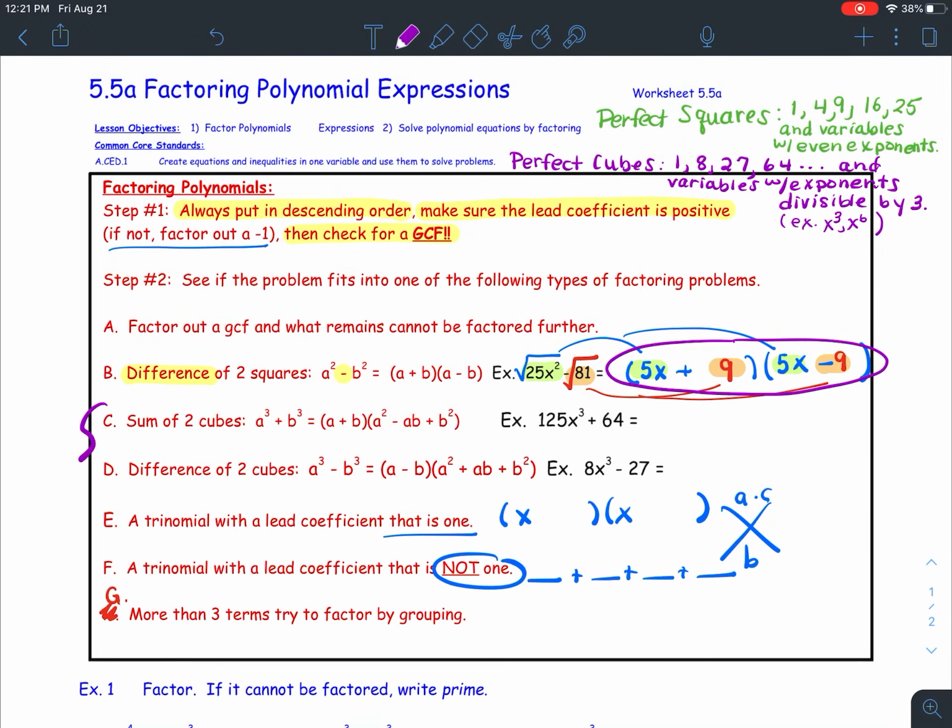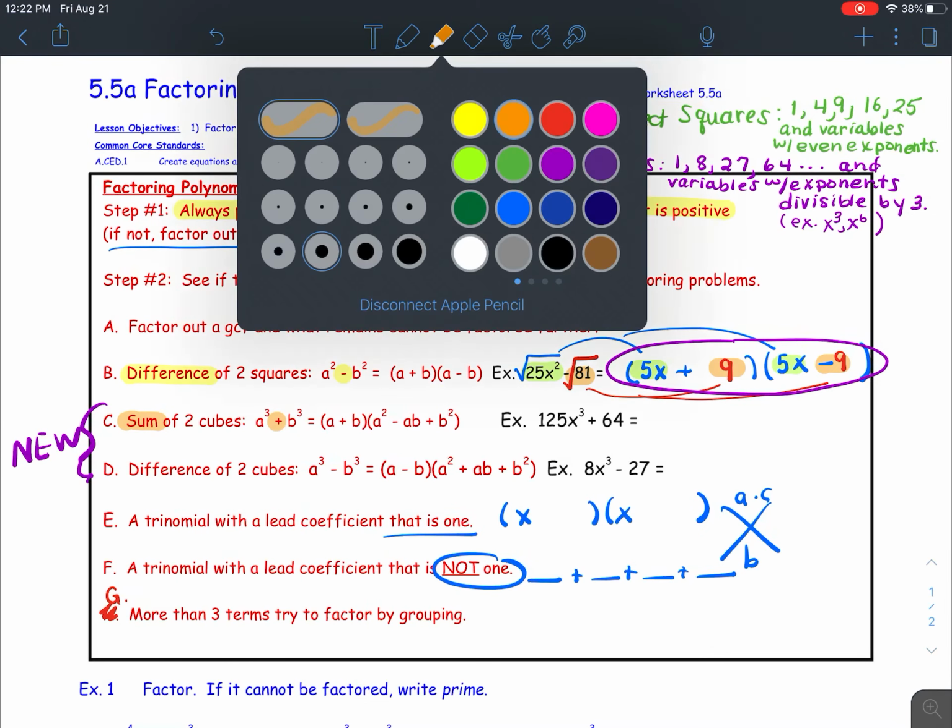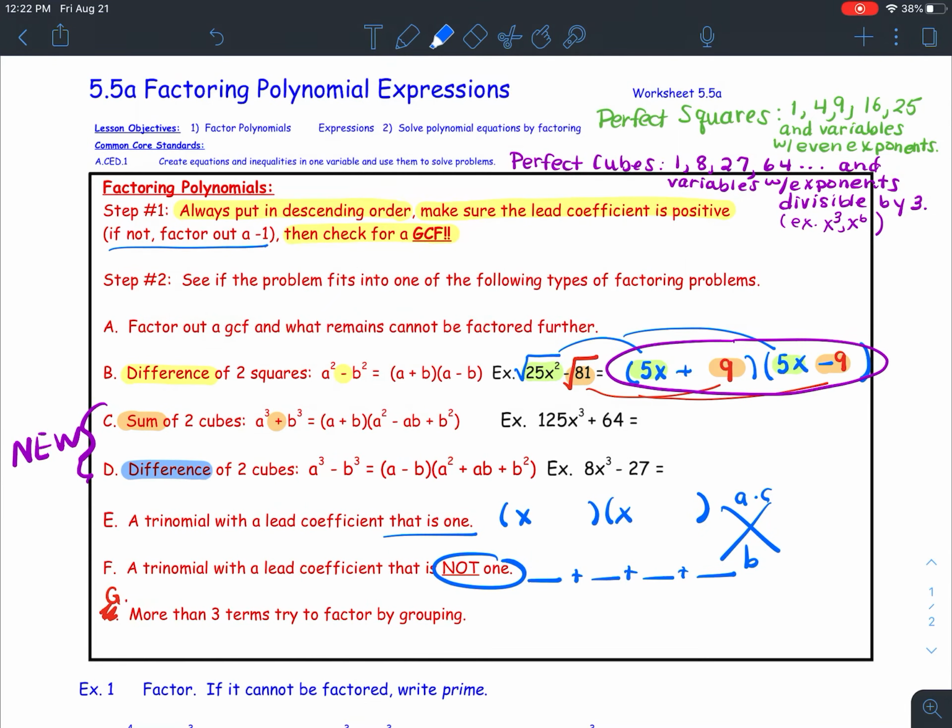So let's go back and look at the 2 new ones here, okay? Our 2 new factoring problems are a sum of 2 cubes and then a difference of 2 cubes, okay? So sum, we got addition there. Difference, we have subtraction there. Okay, so now we're talking about cubes.